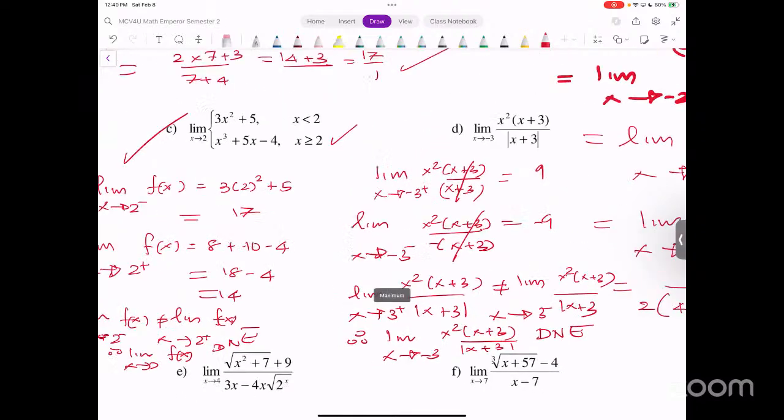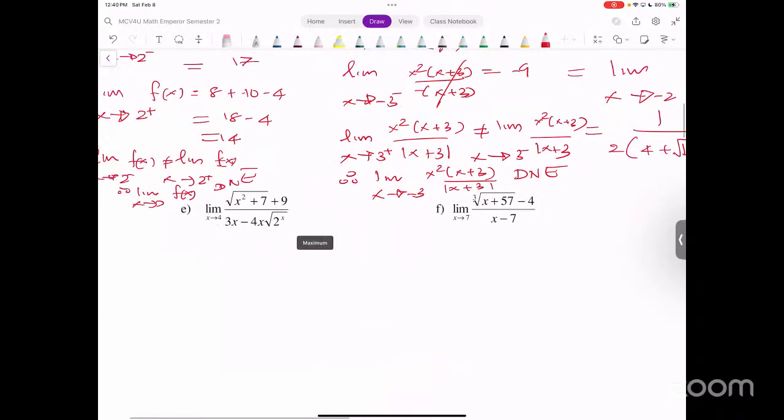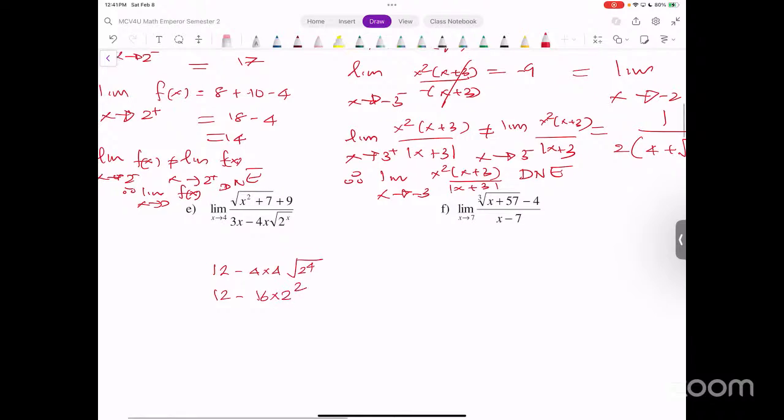Okay. This one, you substitute 4. 4 squared is 16. 16 plus 7 is going to be 23. Now if you look at the denominator, that is where the problem is going to start. 12 minus 4 times 4 is going to be 16, times 2 to the power of 4. So this is a pretty straightforward question. I'm not sure why you guys worry about it.